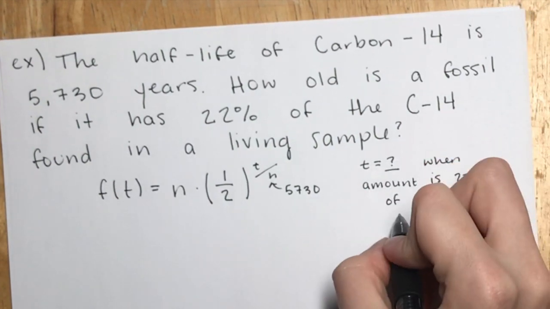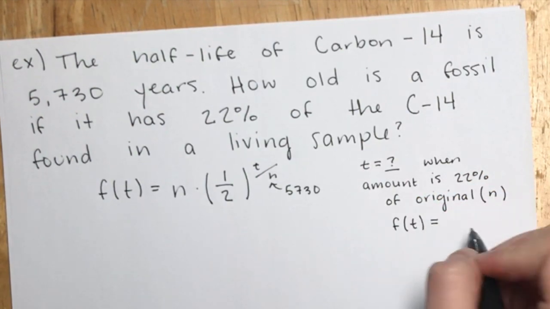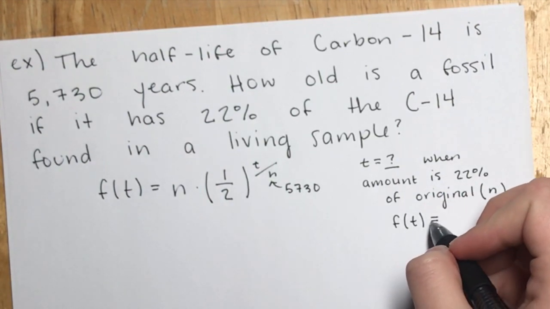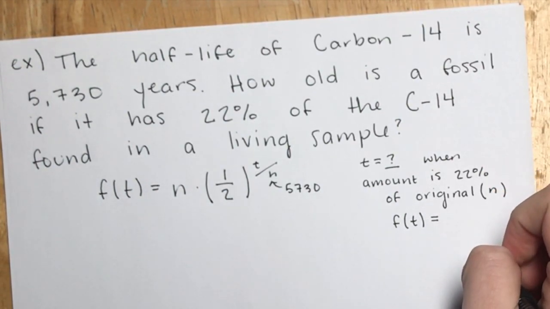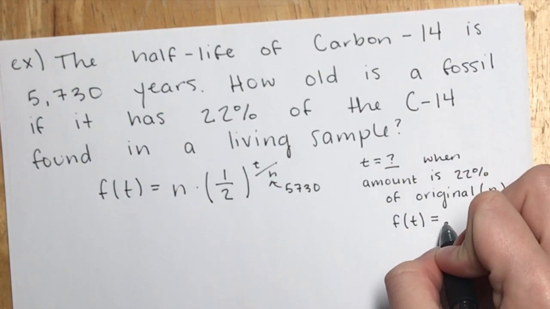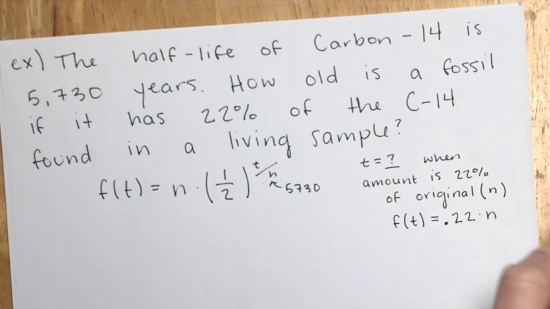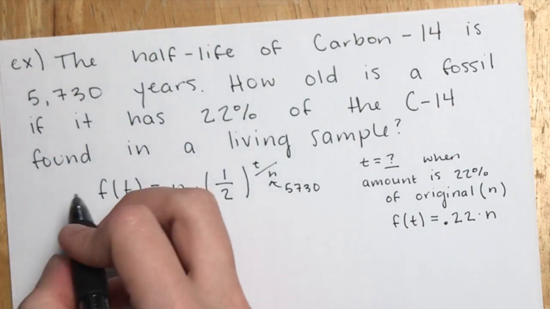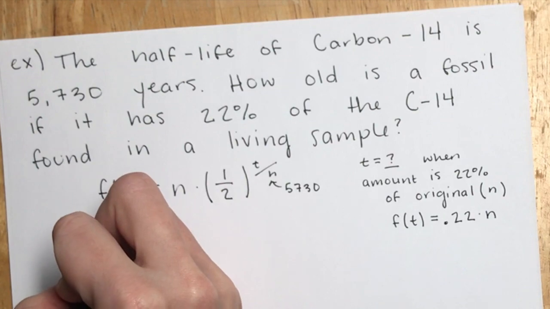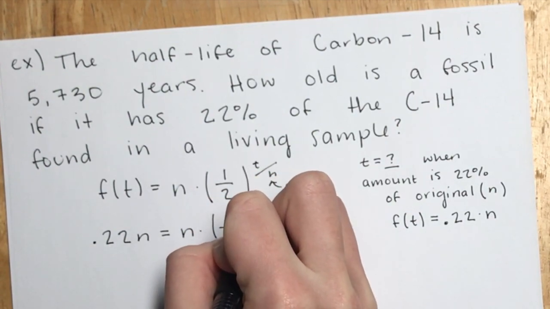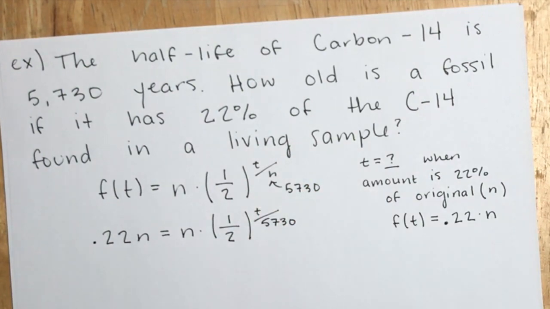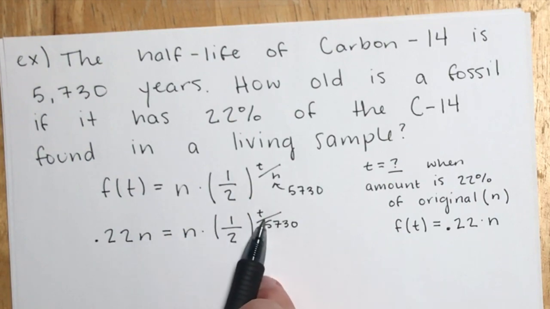So the amount we know is represented by f of t. So when is the amount 22% of the original? So how can we write 22% of the original? 22%, we know we write that as 0.22 times n. Let's use that and see if it does anything for us. So we want to replace f of t with 0.22n. So we've got two variables here. We only want to have one variable, right? That's the way we solve for something. So let's continue with this function and see what happens.